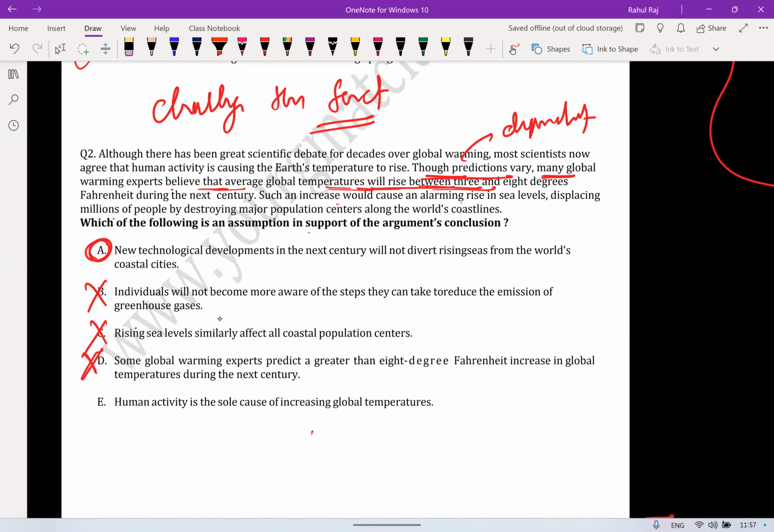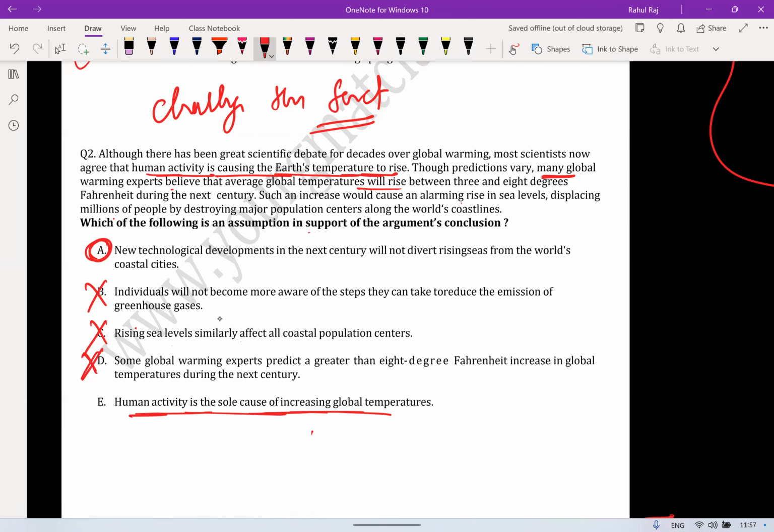Assumptions are hidden facts. Simple logic. Option E is trying to directly challenge the definition of assumptions. Human activity is... Can we also reject this on the basis of that being a very extreme statement? No, it is given to you over here. It's not an extreme statement that human activity is causing the Earth's temperature to rise.